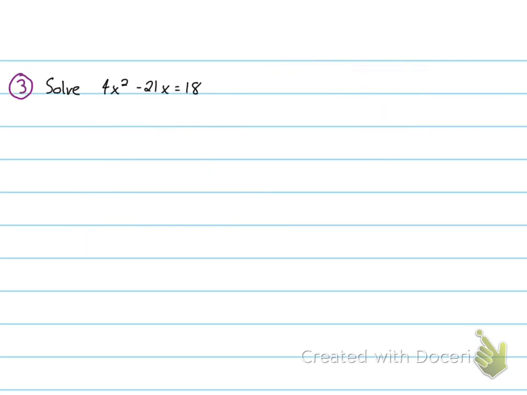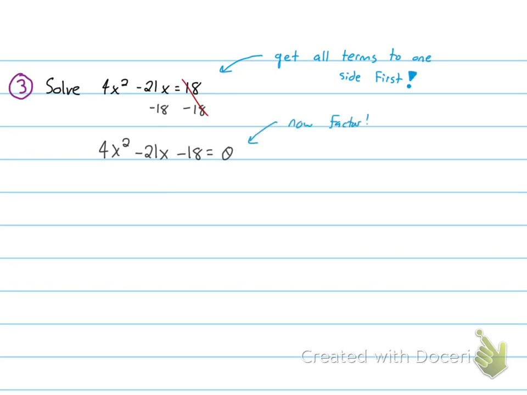In the last problem we'll look at, I want to solve 4x squared minus 21x equals 18. Before I factor here, I want to make sure that all the terms are on one side first. In order to factor, I need everything to equal 0. So what I'm going to do here is subtract 18 on both sides. Notice here, 18 is not going to combine with anything, and that's okay. Now I'm left with 4x squared minus 21x minus 18 equals 0. Now I'm ready to factor.